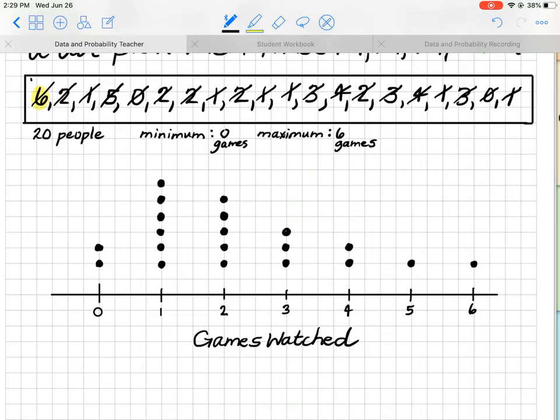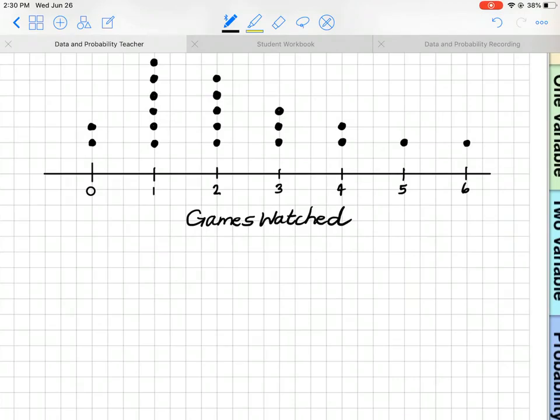So we have drawn a dot plot for this data. We need to count our dots. And how many should we have? How many people did we ask the question? 1, 2, 3, 4, 5, 6, 7, 8, 9, 10, 11, 12, 13, 14, 15, 16, 17, 18, 19, 20. We have 20 people and 20 dots. So that is a dot plot. Okay, let's find mean.